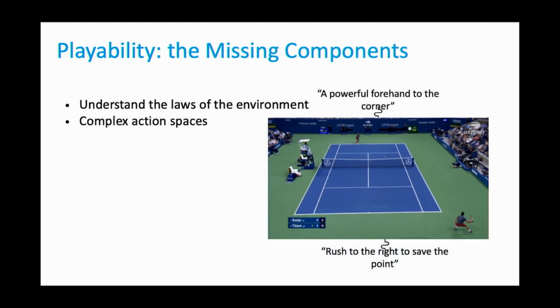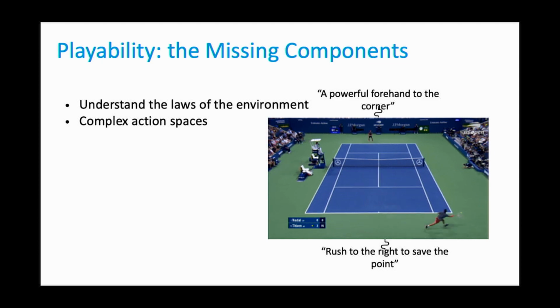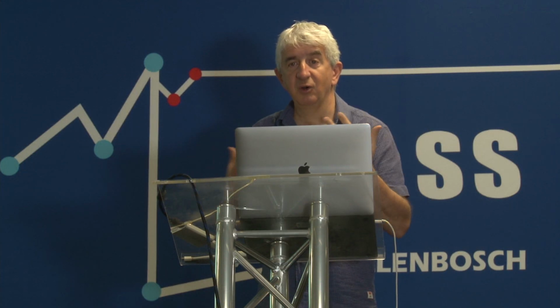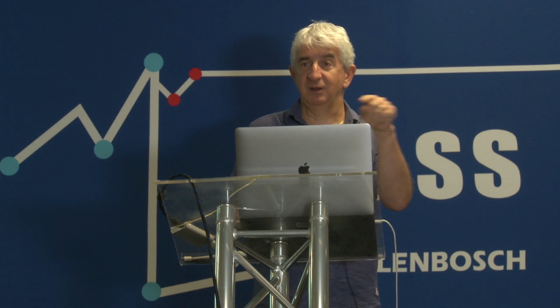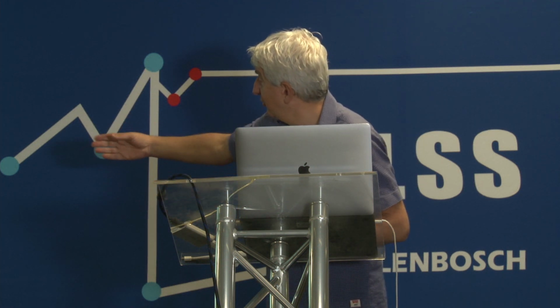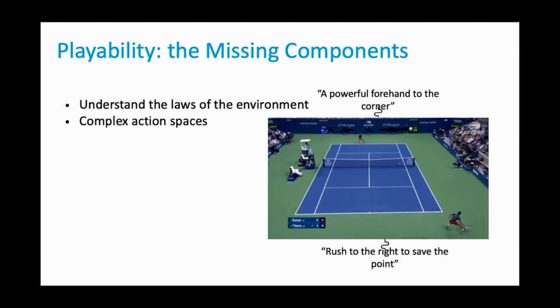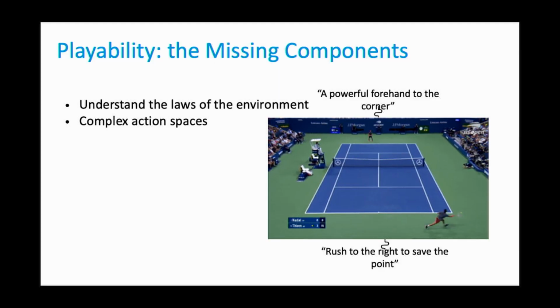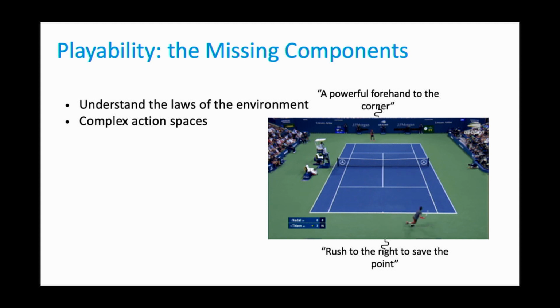You can also try to get more control of the user. Instead of just having the keyboard to move left and right, you can want something like rush to the right to save the point, or a powerful forehand to the corner, and so on. So if you tell that, then of course the action is a little bit more complex because you understand what's going to happen there.